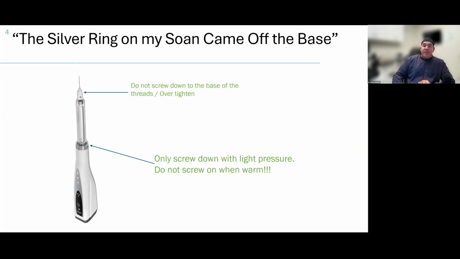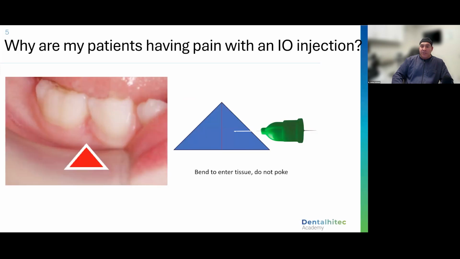All right. With your units, you want to make sure that your staff doesn't tighten these too tight. We've had a couple docs tell us the silver ring on their cartridge came loose. It is because their staff is over-tightening the cartridges. If you're having pain while delivering the first stage, it's usually because you're advancing the needle too far distally.